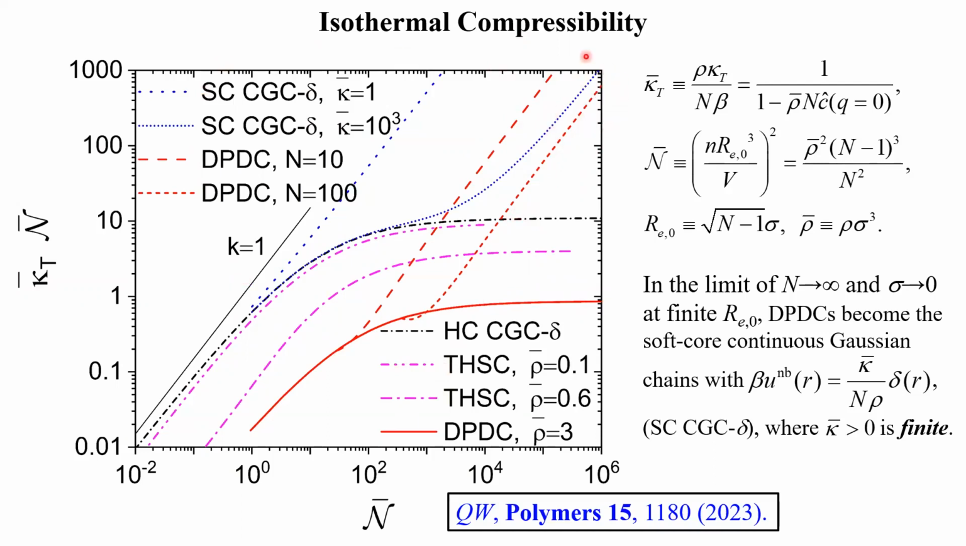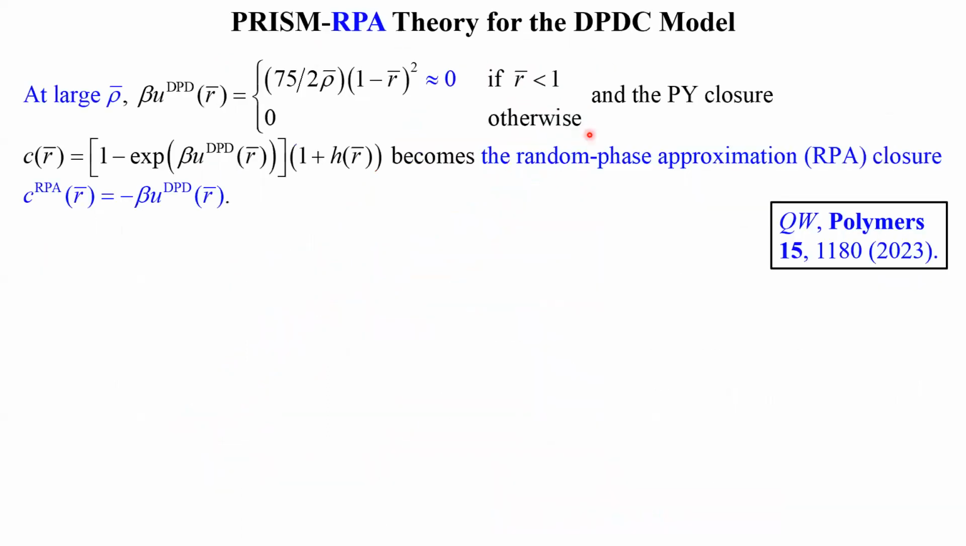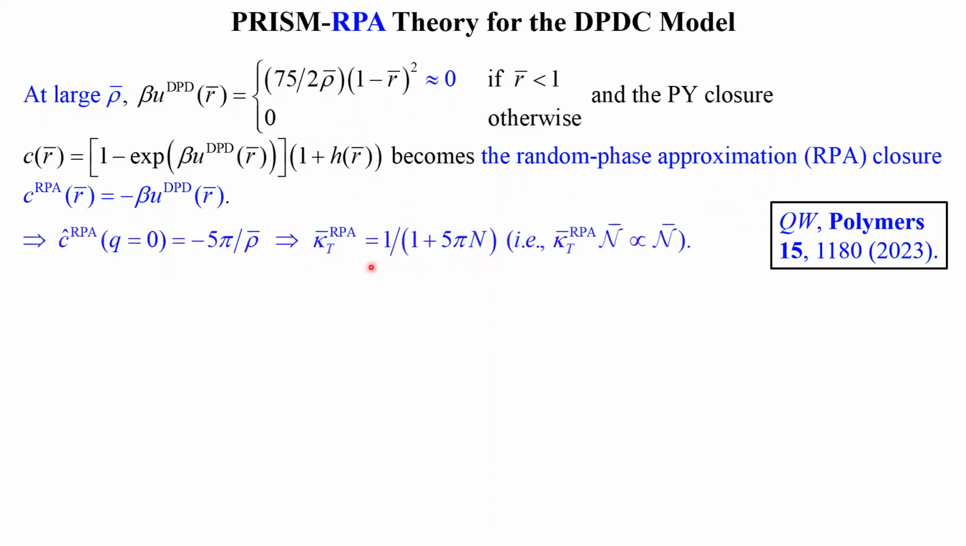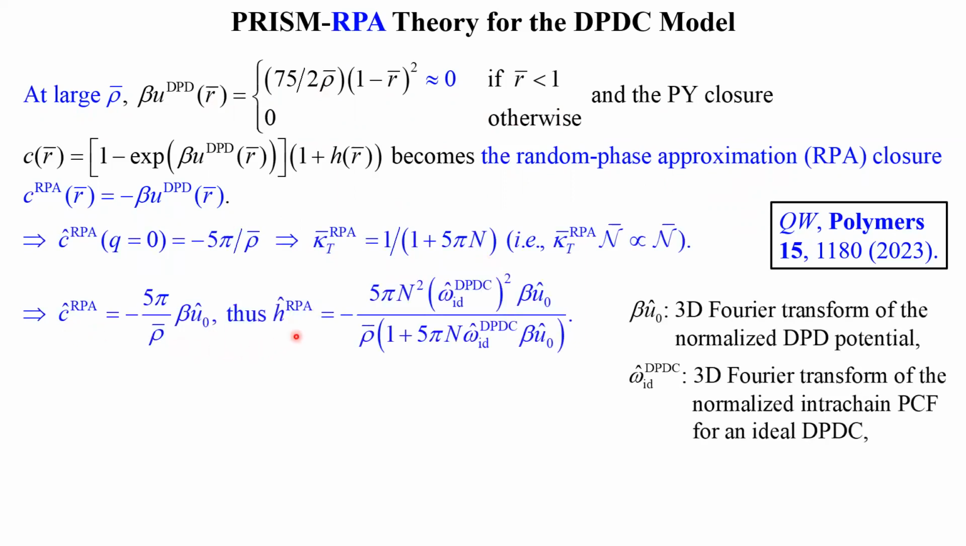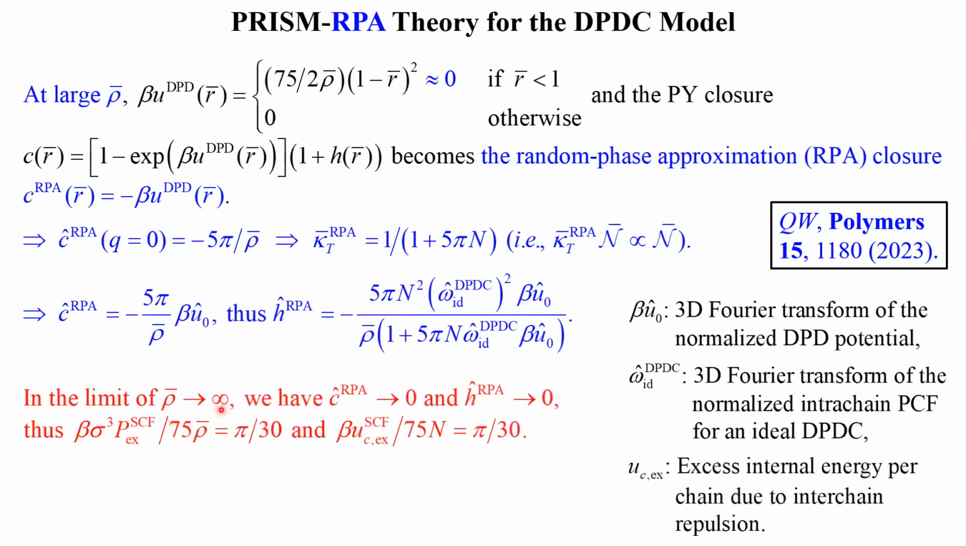The behavior of the DPDC model at a large rho bar is actually easy to understand. In this case, the non-bonded DPD potential is very weak, so the PY closure becomes the random phase approximation, or RPA closure, from which we can easily find that kappa T bar is independent of n bar. We can even obtain the full results of C and H analytically. In the limit of rho bar to infinity, both of them vanish, and there is no fluctuation nor correlation in the system. This leads to the self-consistent field results for the excess virial pressure and the excess internal energy per chain due to interchain repulsion.